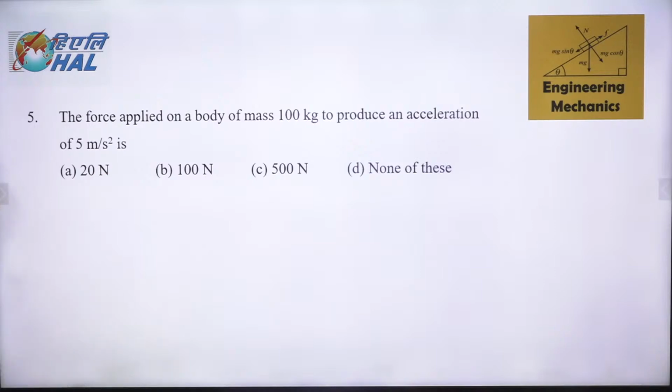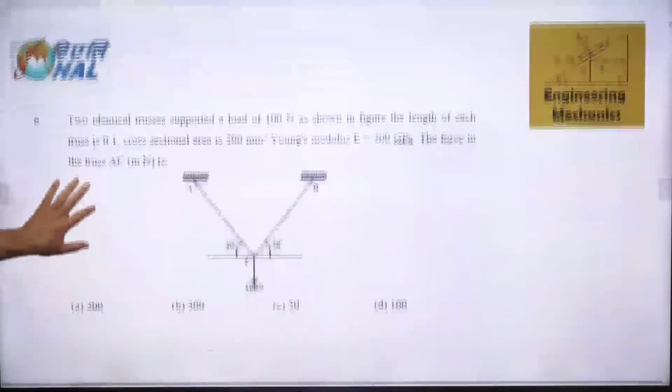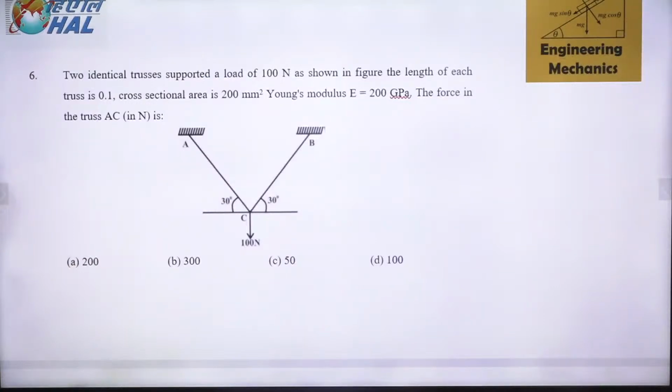So F is equal to ma, F is equal to m into a. So that is nothing but it equal to 500 Newton. F is equal to ma. So that is a very simple question, but this was asked in one of the public sectors. So you should be very clear what kind of questions are asked. Now let's go for the next question, and we may use Lami's theorem here.